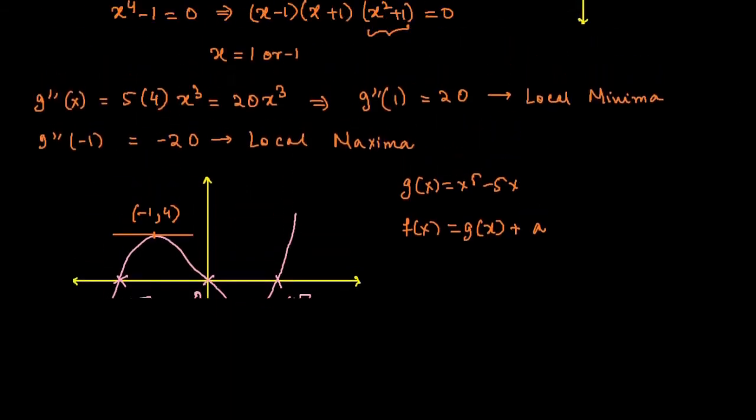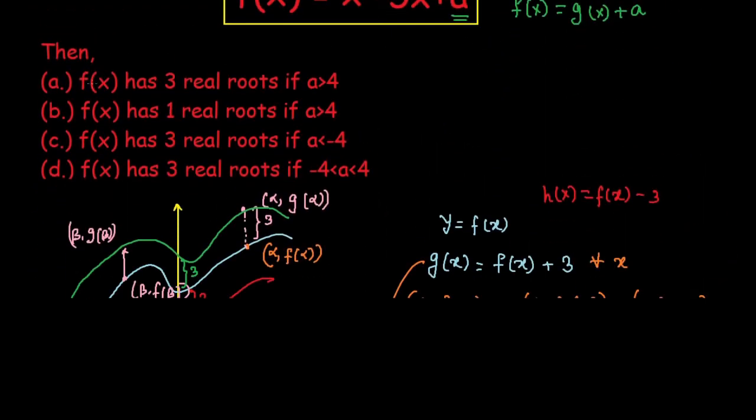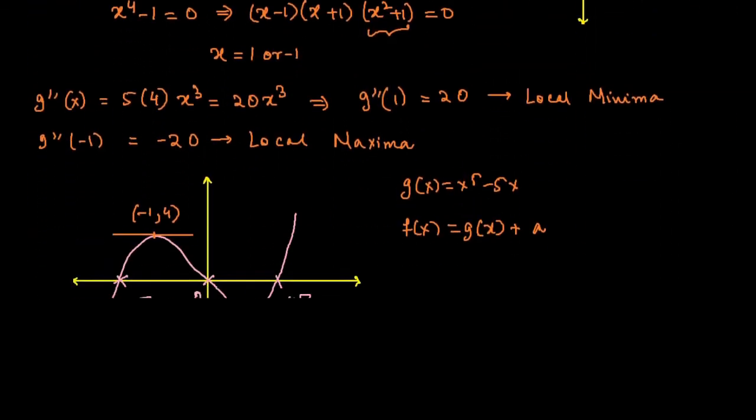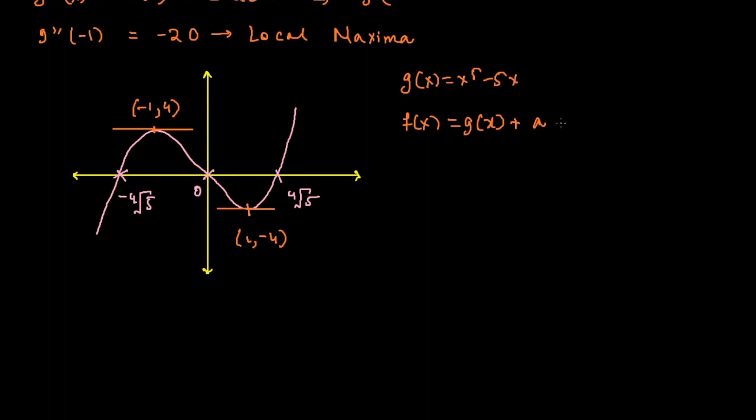Now there were certain options. Let's see the options. If a is greater than 4, then f of x has 3 real roots. Let's see whether this option is correct or not. Now if a becomes greater than 4, let's first see what happens when a equals 4. If a equals 4, then all the points are shifted upwards by 4. So this minus 4 over here will touch the x-axis. So this graph will look something like this.